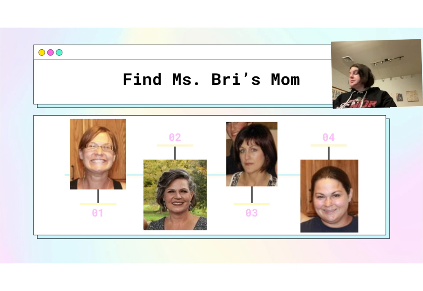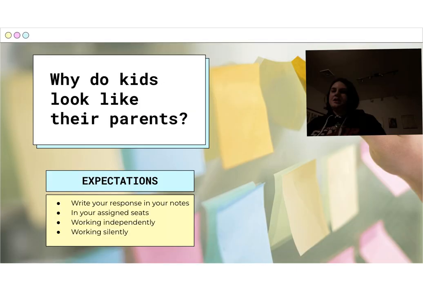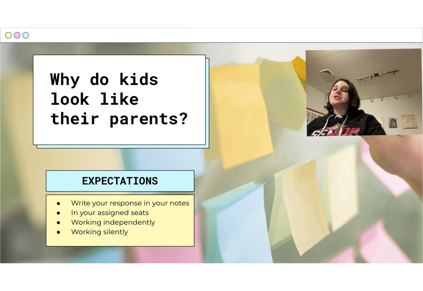If you guessed number 2, you would be correct. Number 2 right here is the picture of my mom. So I want you to go ahead and tell me the answer to the question: Why do kids look like their parents? Go ahead and write that response in your notes. Now, for each of those 2 questions, if you mention anything that has to do with genes, you would be correct.